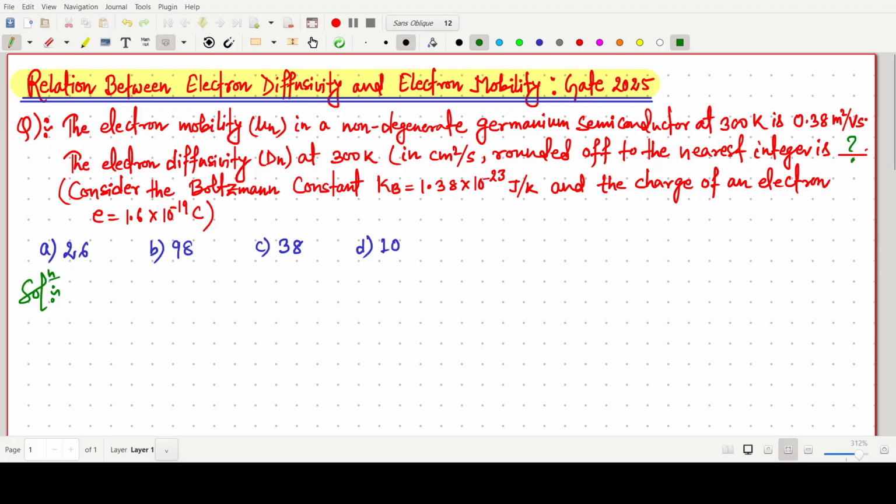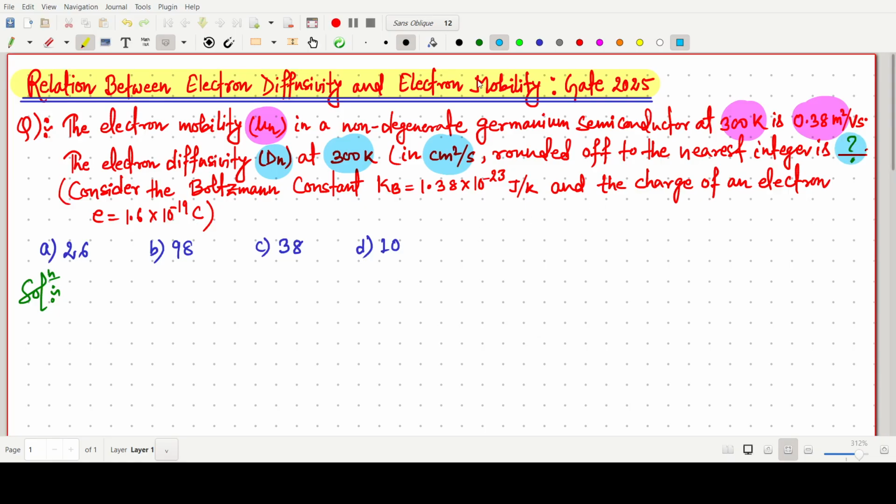Fill in the blanks. So that value we have to find, and consider the Boltzmann constant Kb 1.38 into 10 to the minus 23 joule per Kelvin and the electron charge 1.6 into 10 to the minus 19 coulomb. In the question, electron mobility mu n is given at 300 Kelvin temperature, 0.38 meter square per volt second. And we have to find the value of electron diffusivity Dn at 300 Kelvin in centimeter square per second.